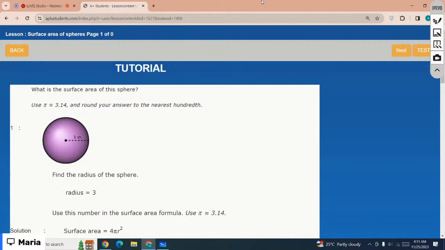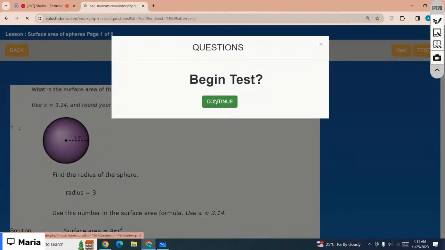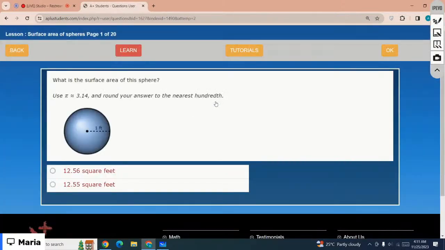So let's just start with the test questions. Just keep the formulas in your mind. The surface area of the sphere is 4 pi r square, right? Okay, let's just start with the first example.